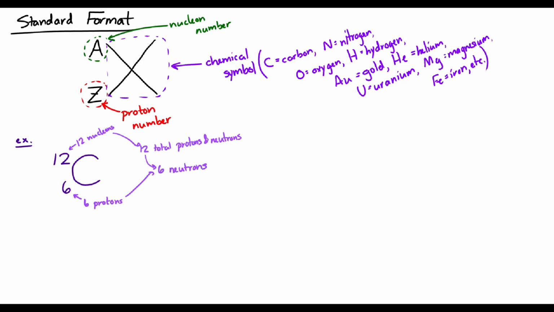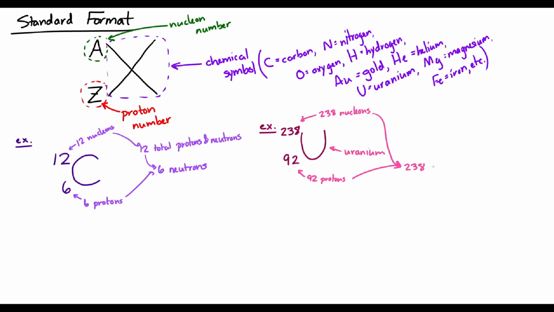All right. I could also write this, uranium with 92 protons and 238 nucleons. Well, this tells me uranium always has 92 protons, but if it has 238 nucleons, how can I figure out the number of neutrons? Well, 238 nucleons minus 92 protons means there's 146 neutrons.